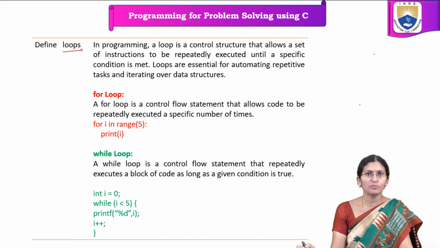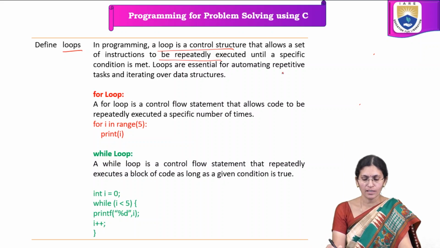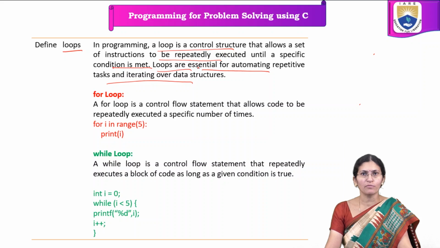Define loops. In a programming language, a loop is a control structure which allows a set of instructions to be repeatedly executed until a specified condition is met. These are essential for automating repetitive tasks and iterating over data structures. That means if you want to execute a certain set of statements repeatedly for a certain number of times, then we can implement the concept of loops.